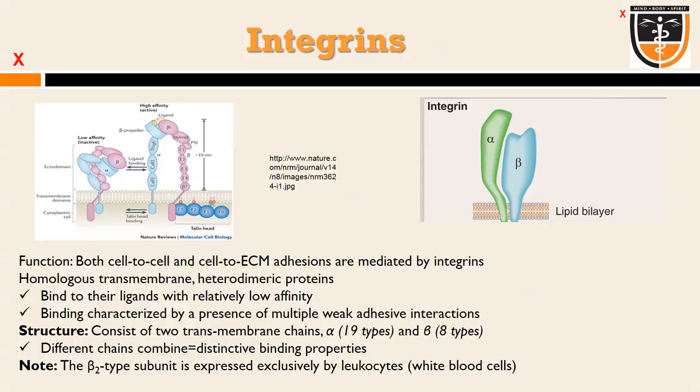So the binding is characterized by the presence of multiple very weak interactions, and they consist of these two transmembrane chains, which can be alpha and beta. Alpha has 19 types and beta has 8 types. When you combine them, you get a ton of different integrin combinations. So different chains will combine and will provide distinctive binding for these integrins. Remember, there is one subtype called the beta-2 subunit, which is expressed selectively by leukocytes, by white blood cells, and you're going to hear way more about this in your immunology.